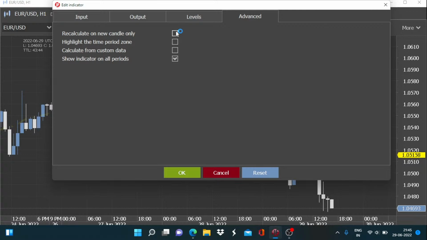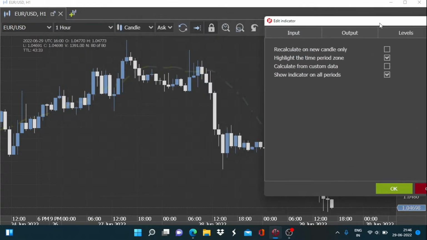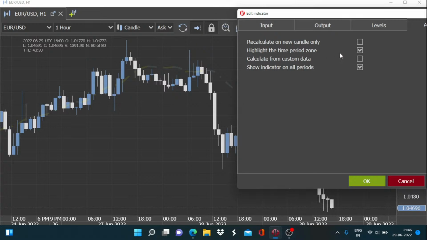If there is no new candle, till then the plotting will stop. So you will have the plotting done with the prior candle only. Highlight the time period zone, you can do that. Even I haven't used this highlight the time period zone option much.